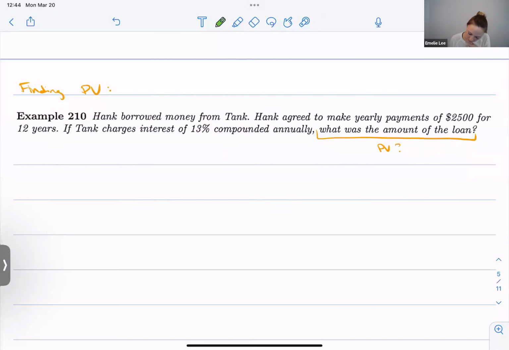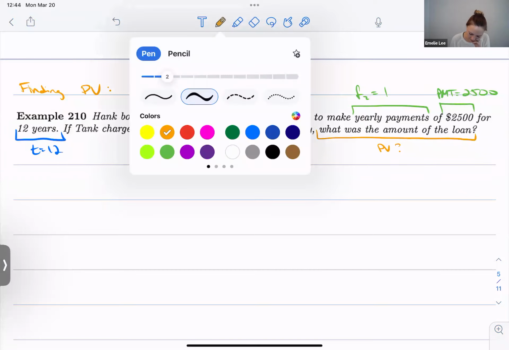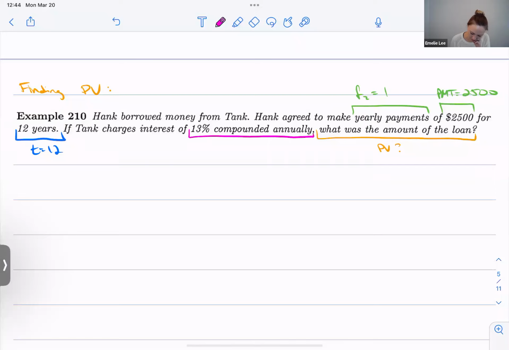So the payment amount, PMT, is 2,500. And the payment frequency, which is your F2, is yearly payments, so one time per year. And the time, T, is 12, and 13% compounded annually. So R is 0.13 and F1 is 1.